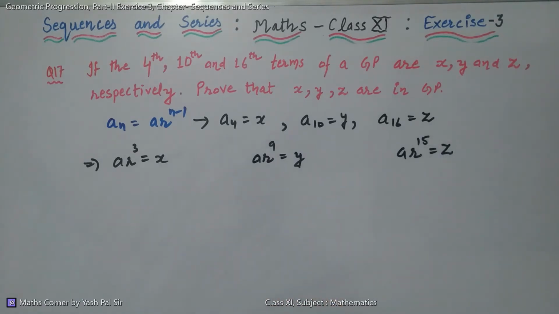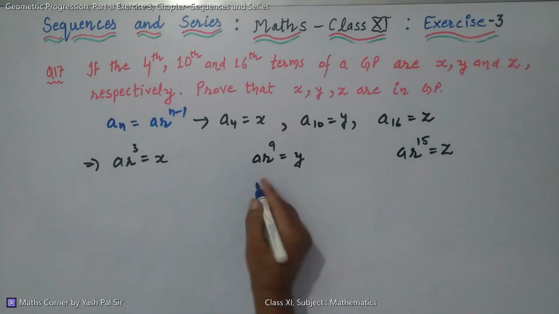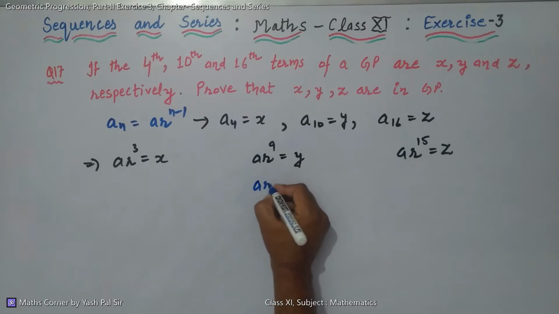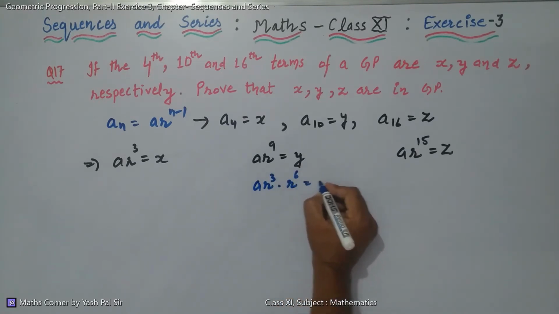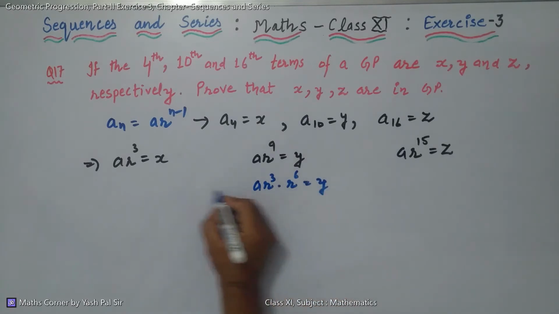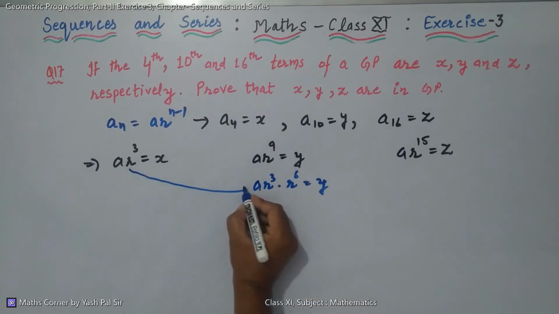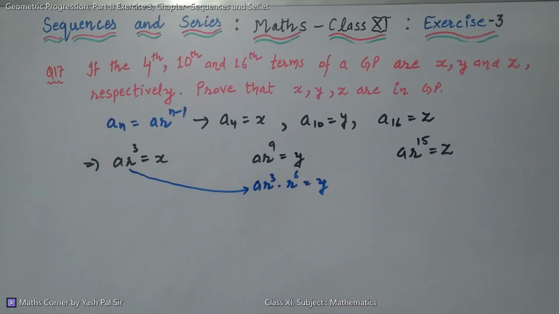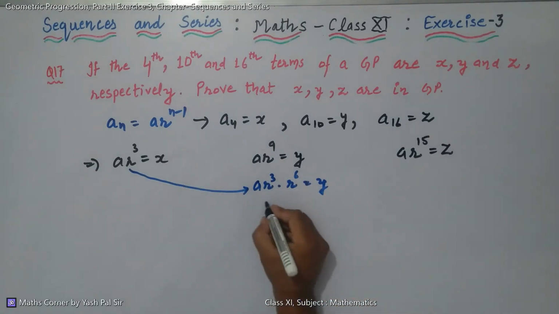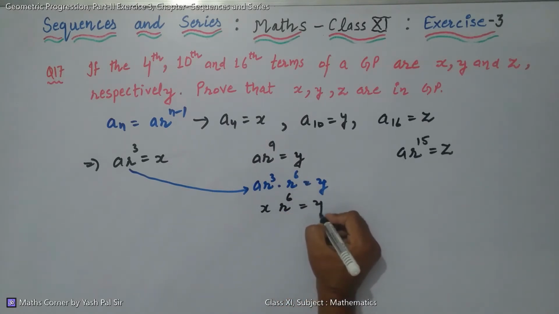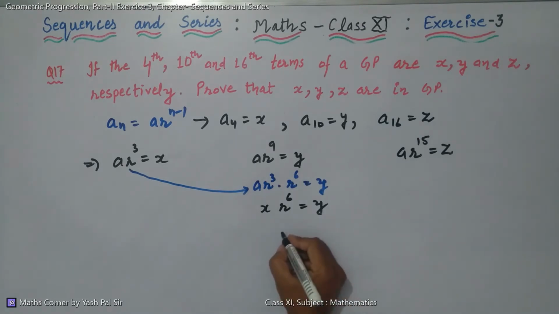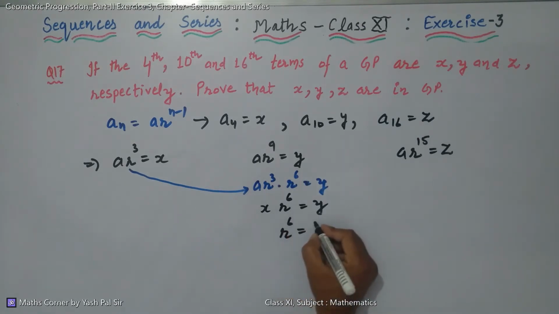So now what we do, we use this value. This becomes a r raised to power 3 into r raised to power 6 is equal to y, so that this value is substituted here. The equation becomes x into r raised to power 6 is equal to y. This means r raised to power 6 is equal to y upon x.